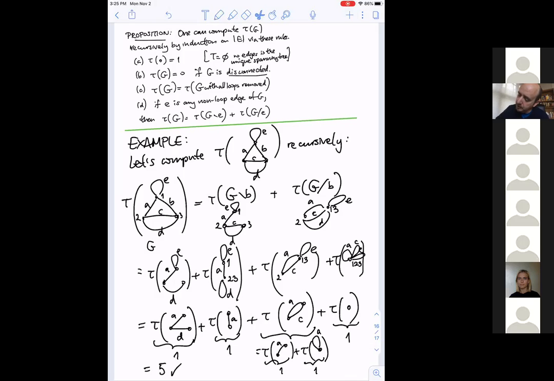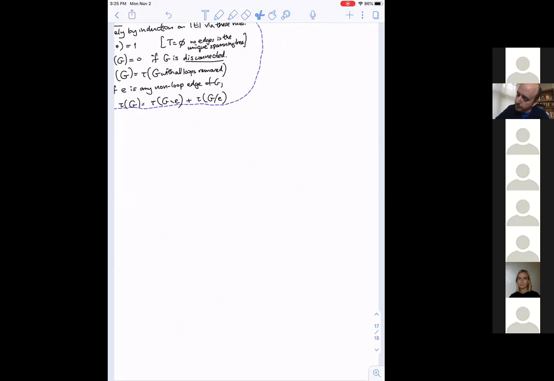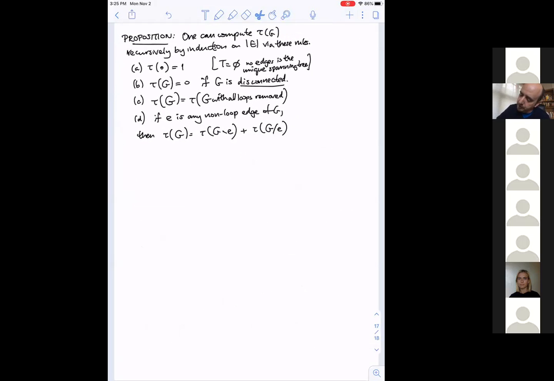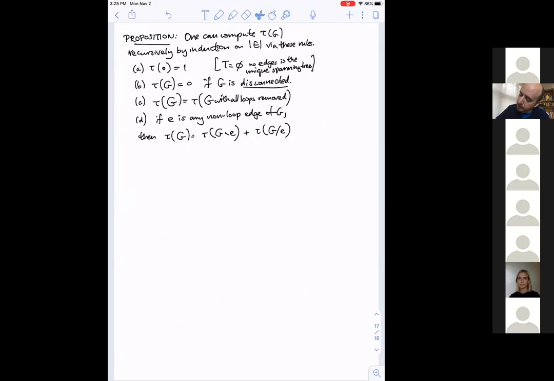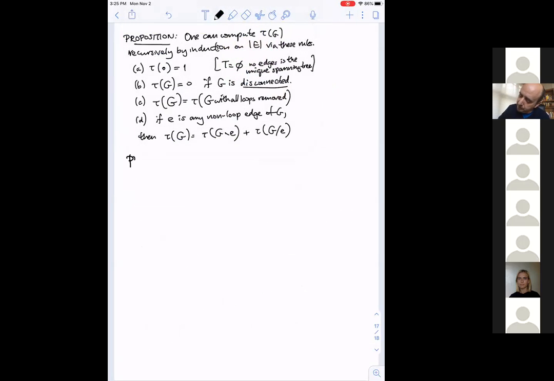So maybe I'll take this over the next page just so we can write it. Make that a little larger. So why is it that we can use this to compute tau G recursively? Well, the point is really just, why is this last step true? I guess that's not obvious.